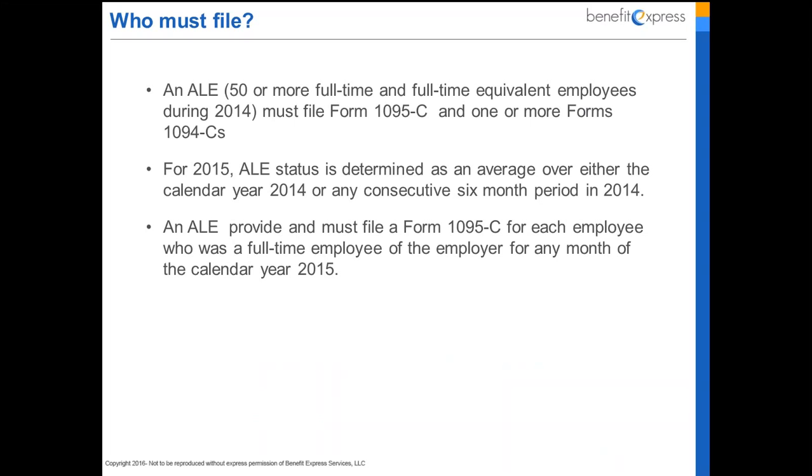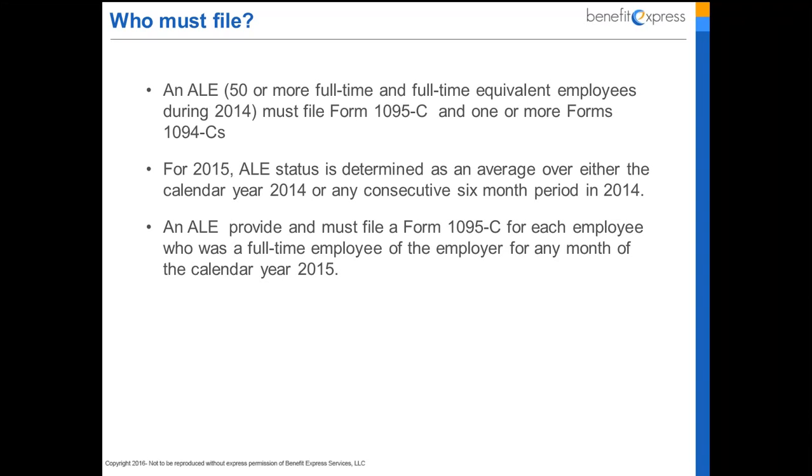And for 2015, as I indicated, that status is determined either during the calendar year 2014 or any consecutive 6-month period in 2014. Now, that special rule, that 6-month rule, only applies in 2014. In the future, the ALE status is determined during the previous calendar year. And as I indicated in the beginning of the presentation, you must provide and must file a Form 1095C for any employee who was full-time for any month in 2015.